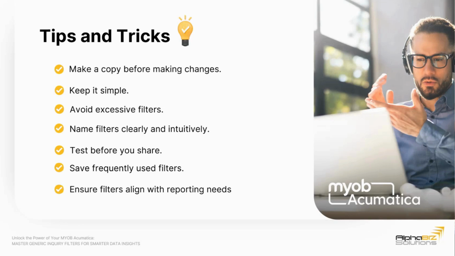As I said earlier, when you have your parameters, name them clearly so your users will understand them. For example, for dates, specifically put order date or invoice date, or for your purchases, put purchase order date. Even before you share it, do some testing and review other relevant data. Is the information that the GI is showing correct? And then always save frequently used filters.